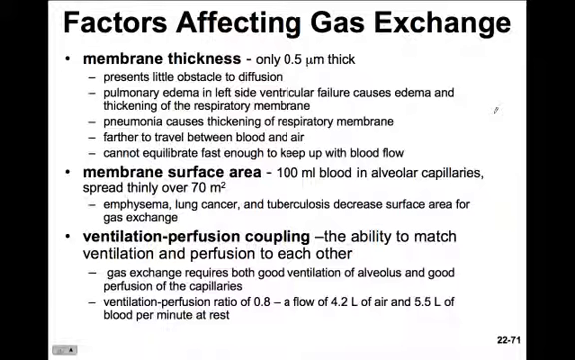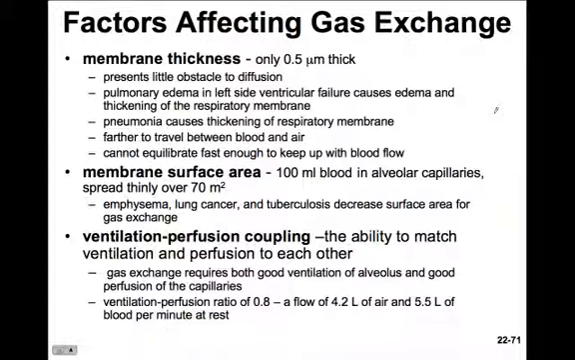Also, the membrane surface area. 100 milliliters of blood in the alveolar capillaries gets spread thinly over the size of a tennis court, 70 meters squared. In emphysema and lung cancer and tuberculosis, the surface area for gas exchange is highly reduced. It's also very reduced in smokers' lungs.